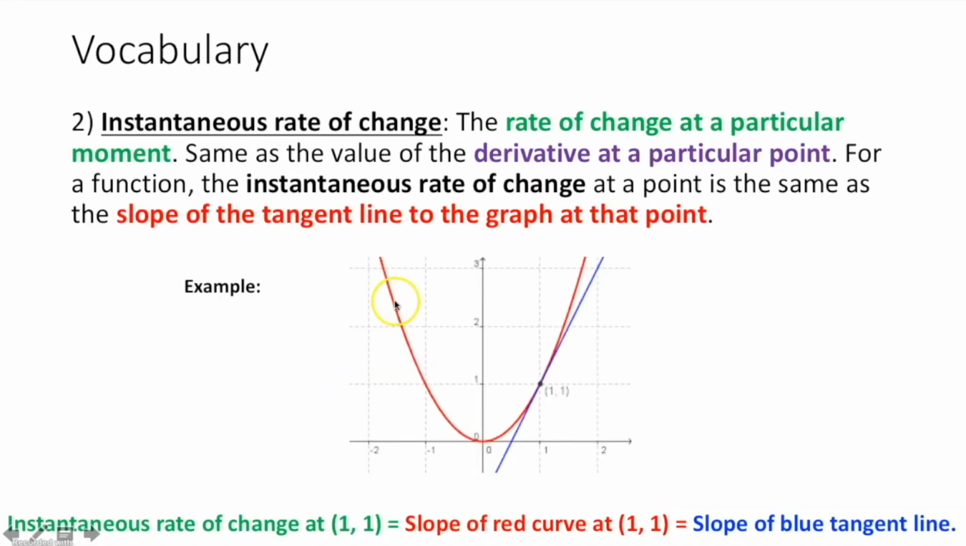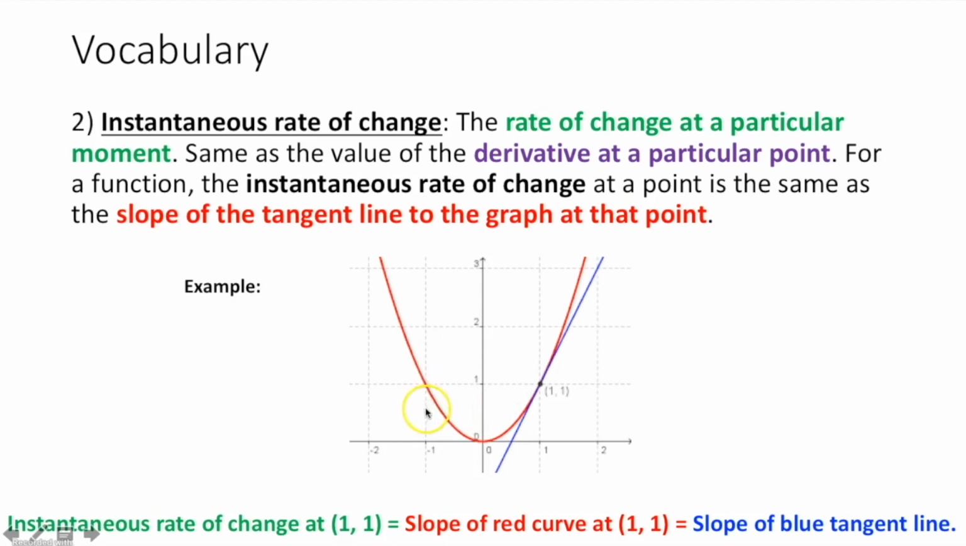Now, the instantaneous rate of change, that would be the rate of change at a particular moment. This is going to be the same as the value of the derivative at a particular point. For a function, the instantaneous rate of change at a point is the same as the slope of the tangent line to the graph at that point. A couple things in here. First, the rate of change at a particular moment is the instantaneous rate of change. Now, the instantaneous rate of change is just going to be the slope of your function at a particular point.